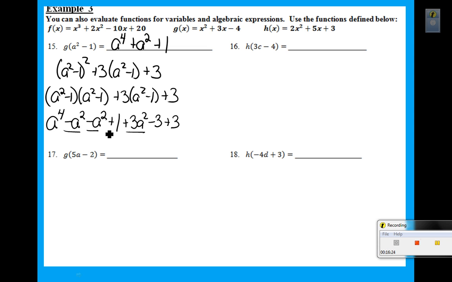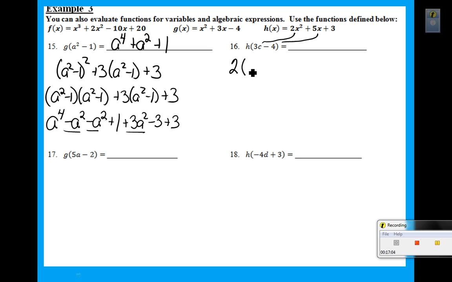Here goes your number 16. We're going to find h of 3c minus 4. So this one is as tough as it's going to get, because look at h. It says 2x squared plus 5x plus 3. So to find this, I'm going to write down the 2 out front. But now I've got to plug this 3c minus 4 there and there.